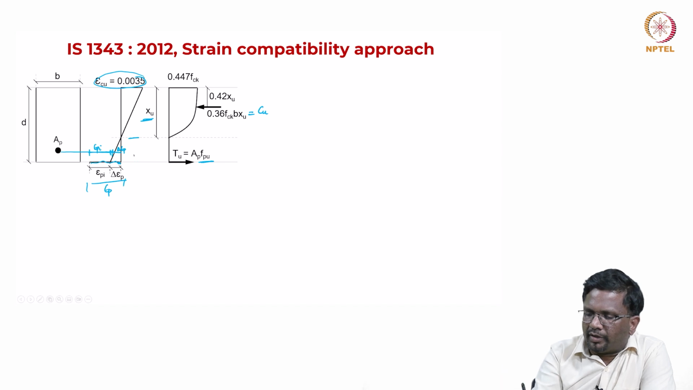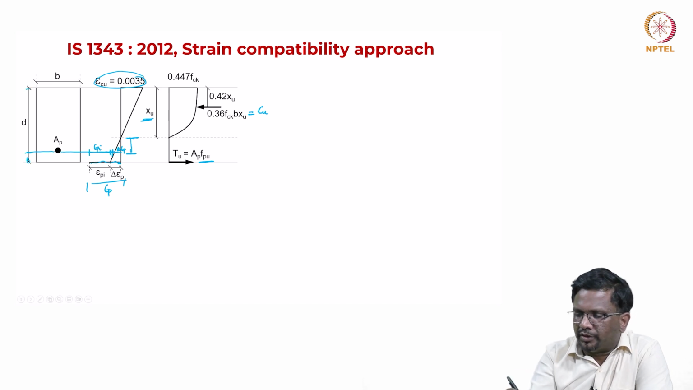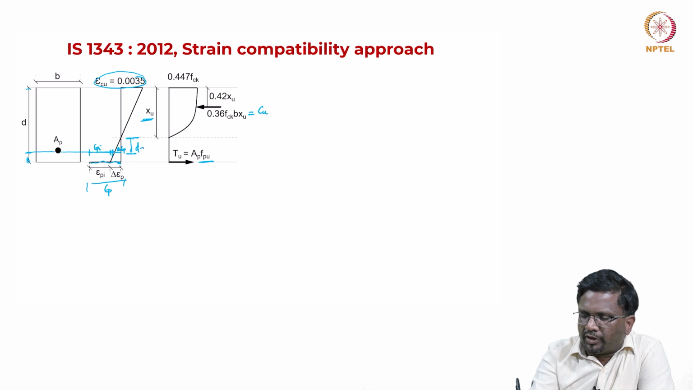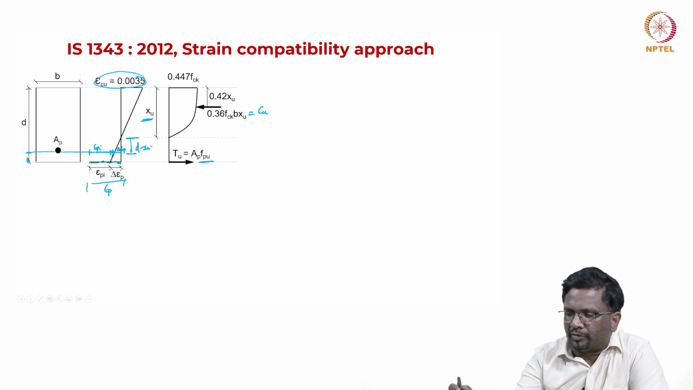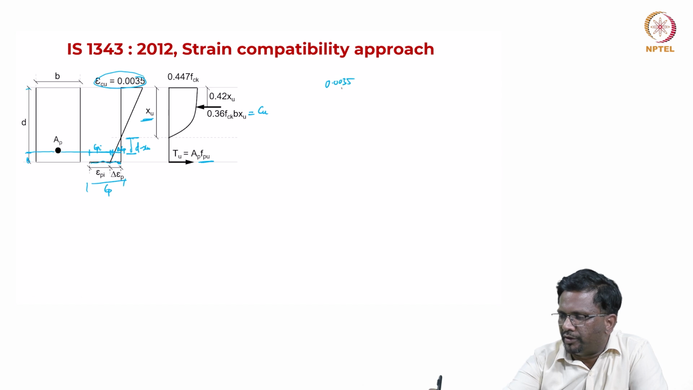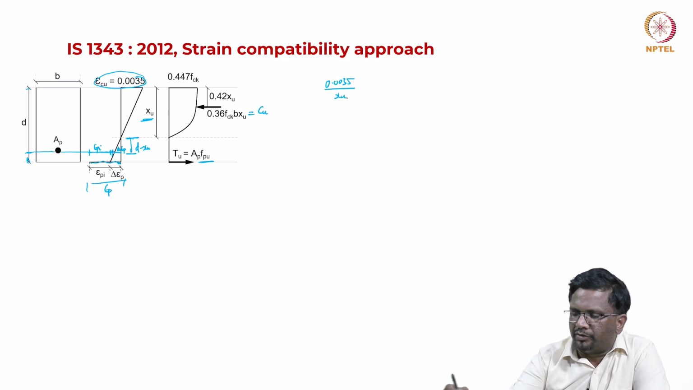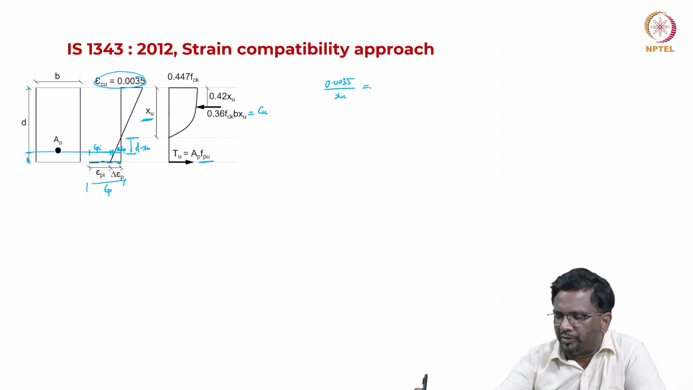So, I am calculating this strain gradient. This distance, if you look at it, is going to be, again, D is from here, okay, this is D, from here to here is D. So, this is going to be D minus Xu. So, from similar triangles we can see that 0.0035 strain is for a distance of Xu. For D minus Xu distance, it is going to be delta epsilon P.